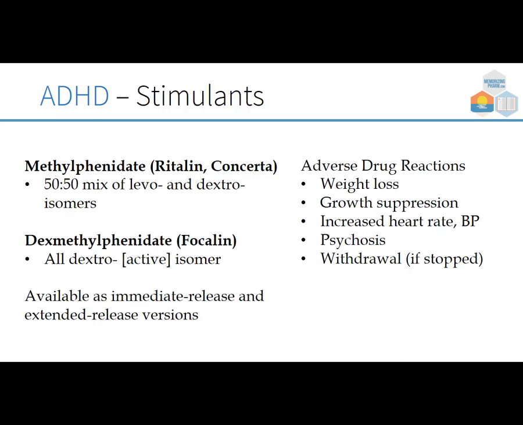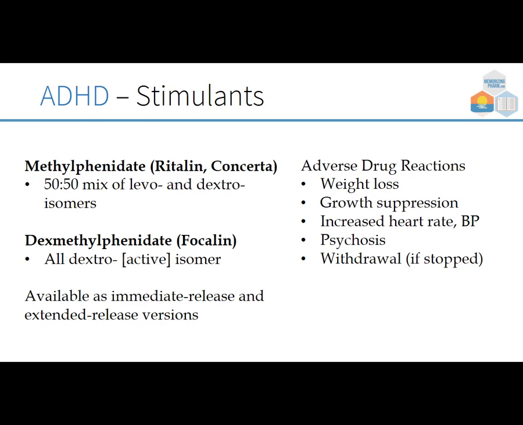A couple of examples: methylphenidate, which you may know as Ritalin or Concerta. It's a 50-50 mix of levo and dextro isomers. And then there's dexmethylphenidate, which is Focalin, and you can see the word concentrate in Concerta for methylphenidate and focus in Focalin. Focalin is really just the dextro isomer, or the right-handed isomer, of the levo and dextro mix. And so is it necessarily that much better? Maybe, maybe not, but that was the idea.